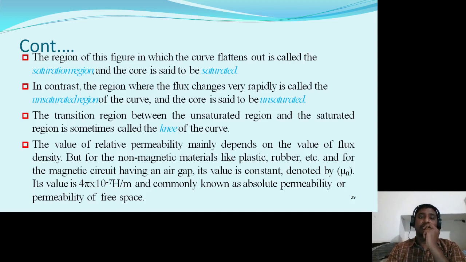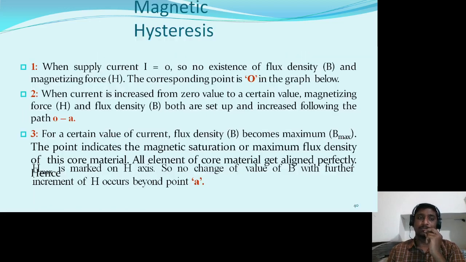If you observe the figure, where the curve shows the flat ends, it is the saturation region, right? Where the flux changes rapidly is the unsaturated region. The transition region between the unsaturated and the saturated is the knee point. Generally the magnetic material has a relative permeability which depends upon the value of the flux density, right? B is equal to mu H. So relative permeability depends upon the magnetic flux density, but for non-magnetic materials it is always constant. For the air gap it is also constant. That value is 4 pi into 10 to the power of minus 7 Henry per meter.